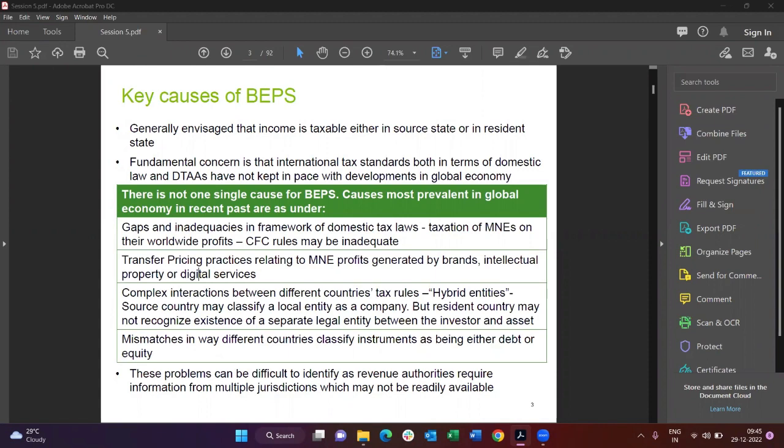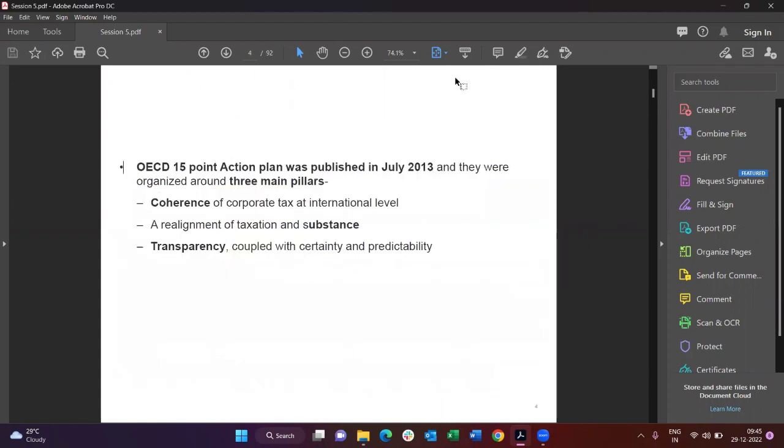Next was taxation and substance. So they wanted to focus on the substance, on what is the substance or what is the purpose for the companies to shift their profits or to do this transaction. So they wanted to see the basic substance behind each transaction. And transparency. With the OECD 15 action points, there has been a lot of transparency between countries, and exchange of information is happening on a global level.